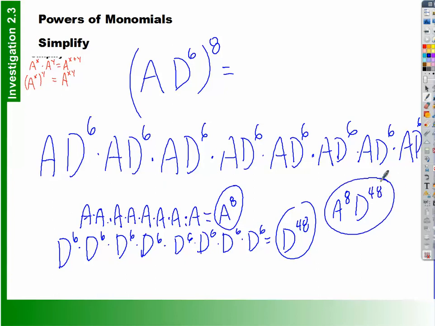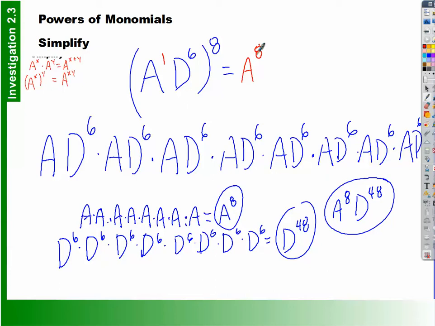Now let's go back up to our original problem and apply our rule. This is a to what power? 1. So a to the 1st to the 8th power, what do I do with the exponents? You multiply. I multiply them, and I get 1 times 8, which is 8. So I get a to the 8th.